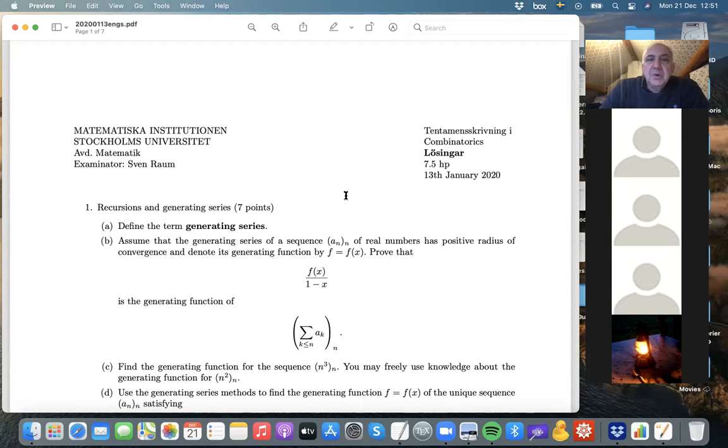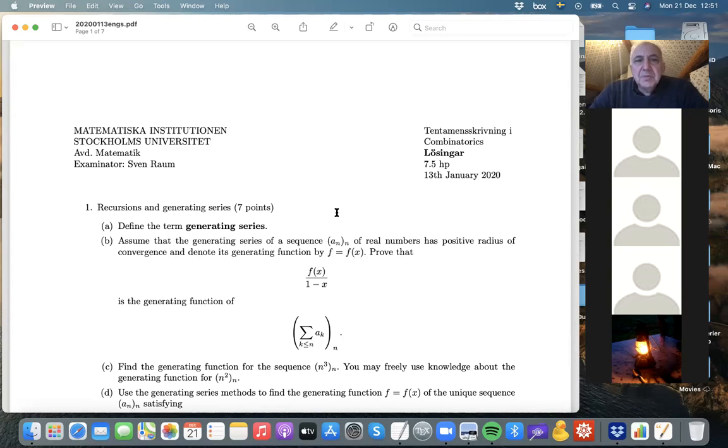Okay, so the first problem is about recursions and generating series. For the first theoretical question, I forgot to mention that the oral exam would be mainly definitions, maybe some very easy calculations of binomial coefficients or similar things, but really no heavy calculations, because I just want to check whether you know some basic notions of the course.